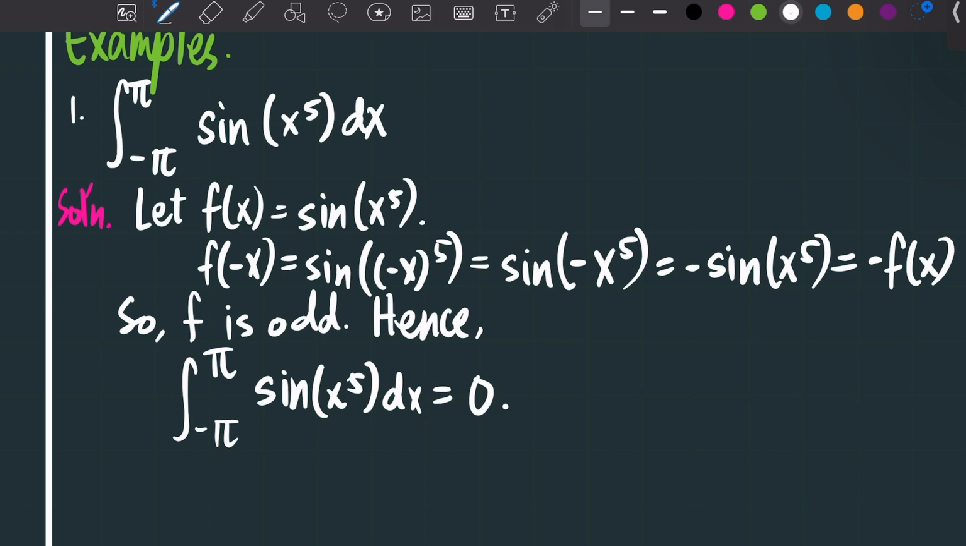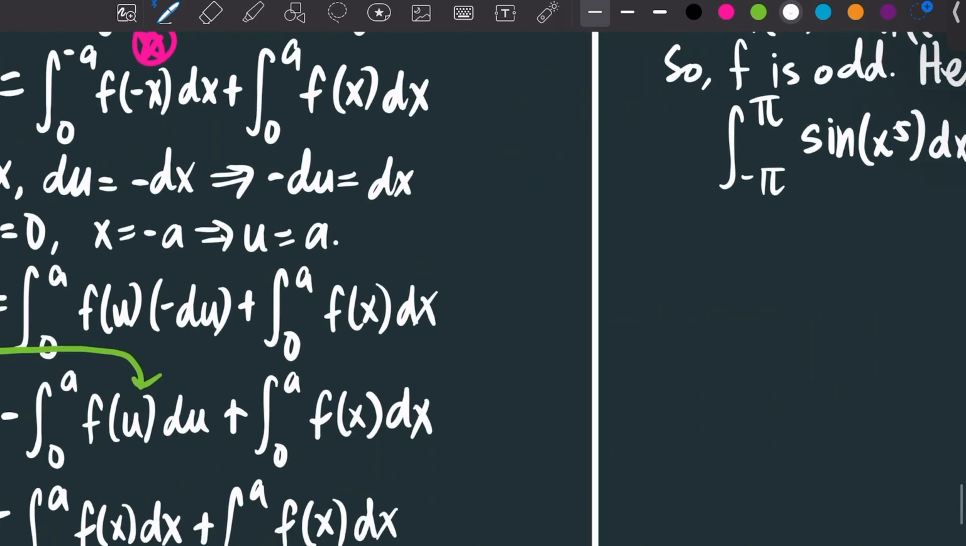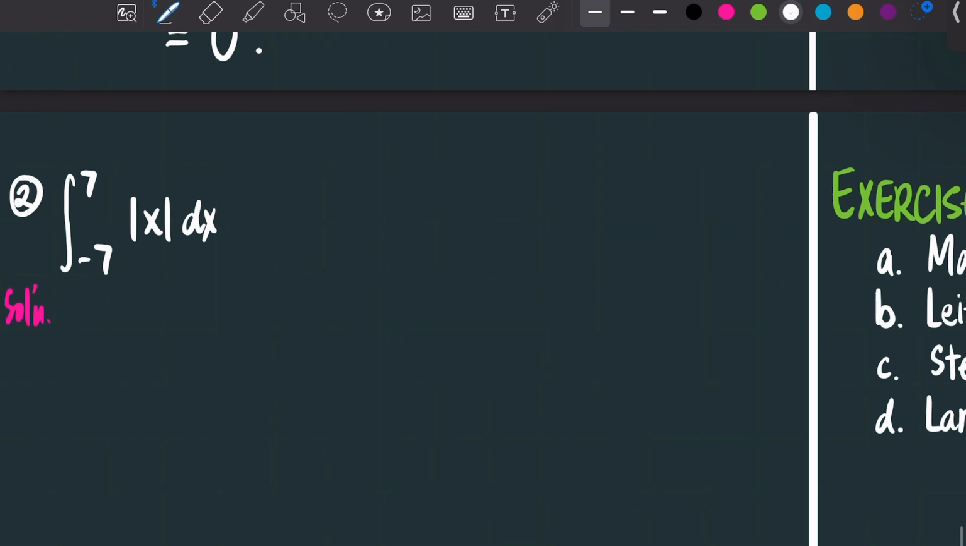Is this clear? So, kung gusto nyong i-double check kung tama yung sagot natin, hindi nyo kasi kayang kunin yung integral nito by hand. So, try to use an integral calculator kung gusto nyo siyang makita. So, let's proceed to the last example for today.